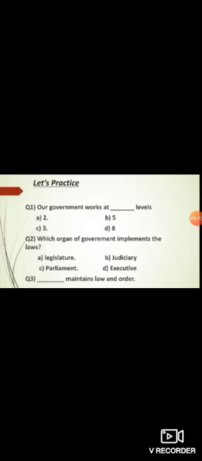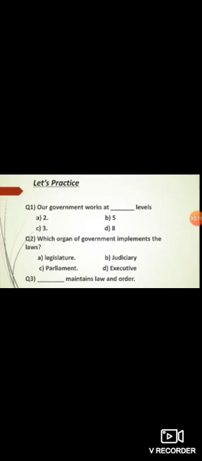Very good. Second question, which organ of government implements the laws? Options: legislature, judiciary, parliament, and executive. Think and tell me the answer. Which organ of government implements the laws? So the executive is responsible for implementing the laws.